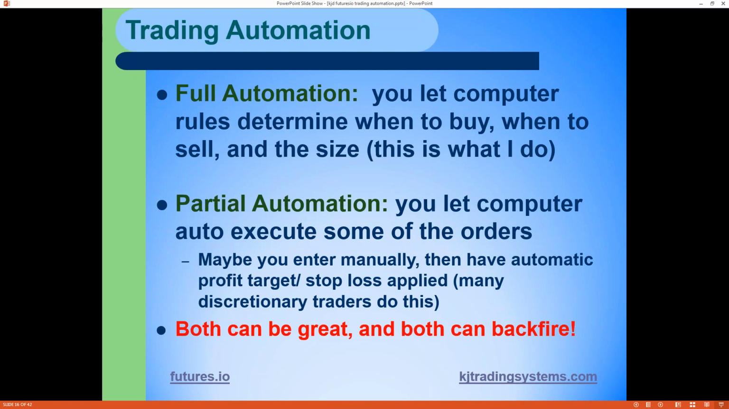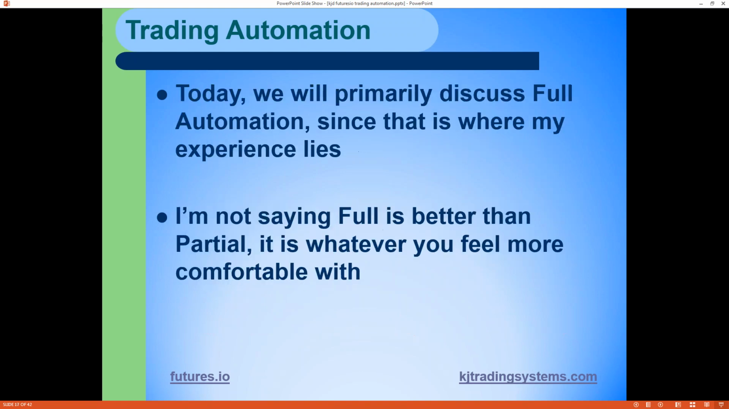But basically automation can help you. It can take some of that load off of you, especially those people who stare at the screen all day and trade. Might give you a little break. So both of these methods can work. Of course, they can both backfire. They can definitely both go against you. So today I'm going to talk mainly about full automation because that's obviously where my experience lies.